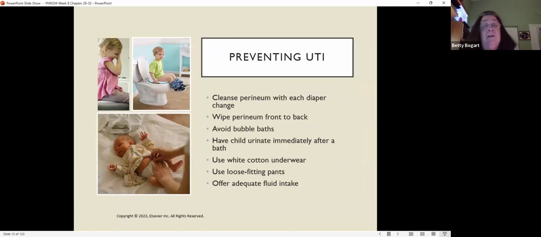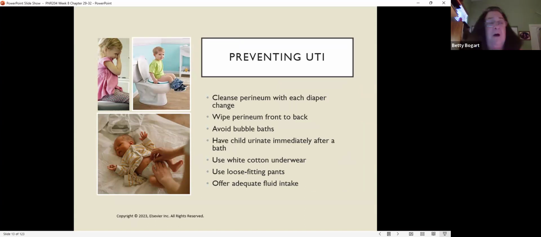Now, how do you prevent urinary tract infections? Well, we know a lot of it's about potty training. So it's teaching them how to wipe. That's a big thing. And then with babies, making sure that we do clean after stool and urine front to back, always front to back.